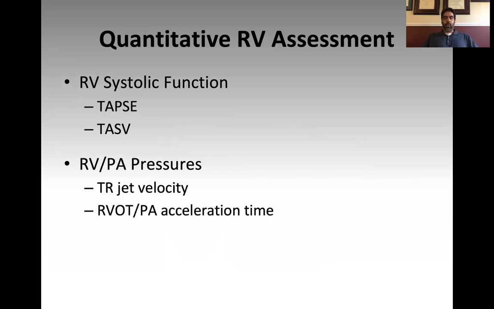When we talk about the quantitative assessment of RV, there's really two sort of categories that we look at. We look at RV systolic function. I'm going to review one more time the TAPSE and then a new modality that we didn't discuss thus far called the tricuspid annular systolic velocity, or the S prime. And we'll also talk about how to assess RV and PA pressure dynamics by looking at TR jet velocity and RVOT or PA acceleration time.